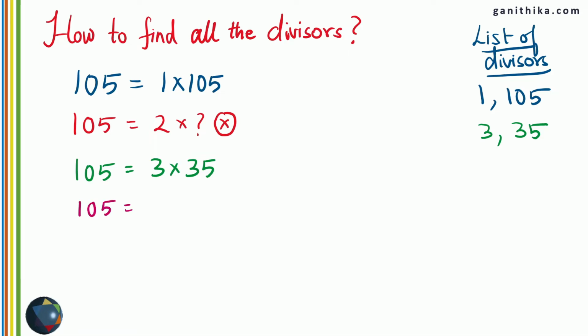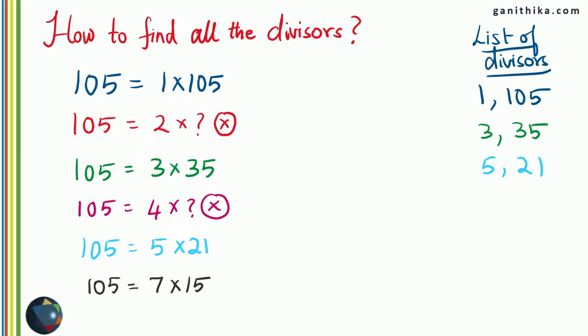Now let's proceed to 4 times what gives you 105. 4 is not a divisor of 105, so you leave this step and go to the next. Divide it by 5 and you get 5 times 21. Therefore 5 and 21 are also divisors of 105. Proceeding like this, it is not divisible by 6, obviously. Next, go to 7. We can see that 7 times 15 is 105. Therefore, 7 and 15 are also divisors of 105. We can keep proceeding like this to find many other divisors in the list.